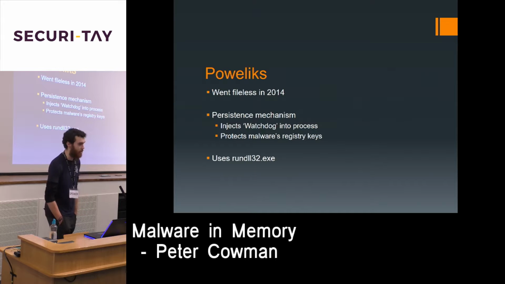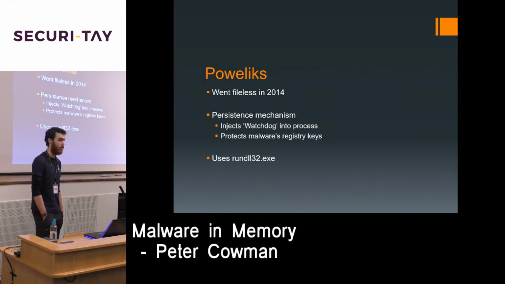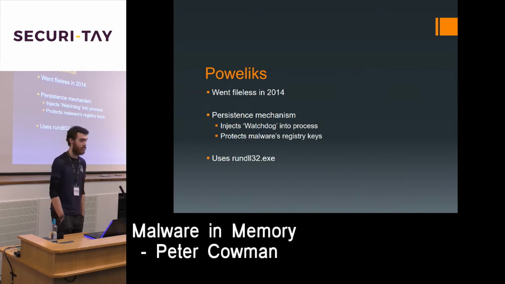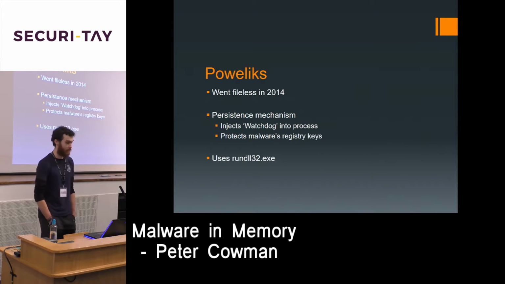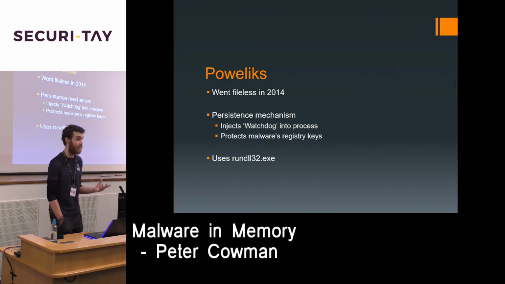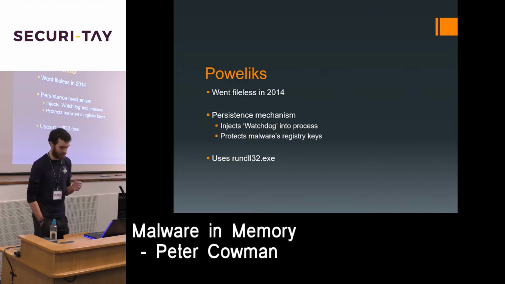It has a persistence mechanism which relies on a second thread it injects into an existing process, which it calls the watchdog thread. And that basically just loops constantly, making sure that its registry keys exist and haven't been altered, and it also messes around with the access permissions in the registry so that a normal user can't even see those keys are there or read them.